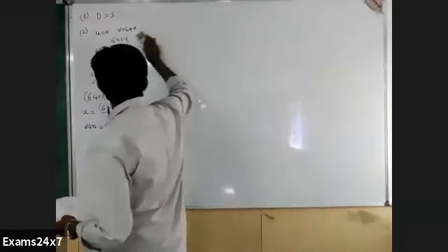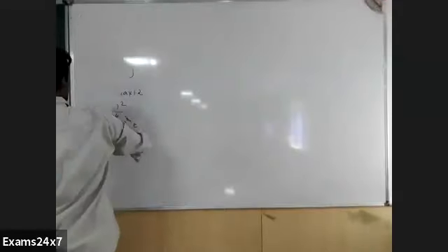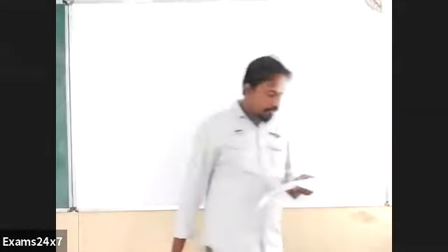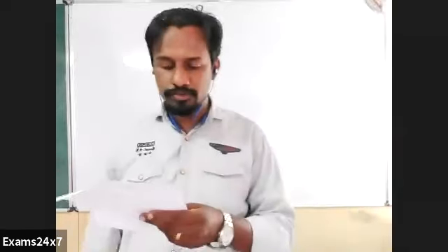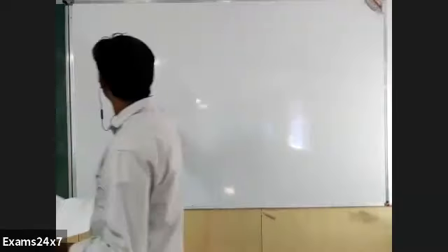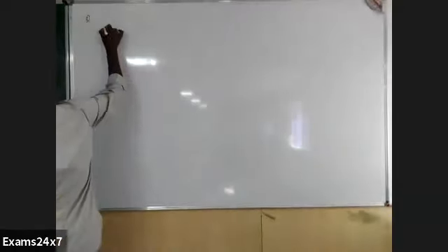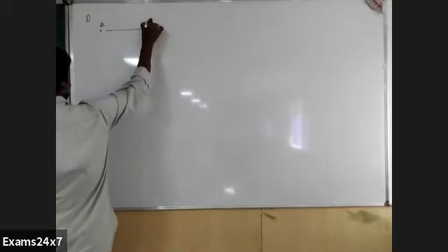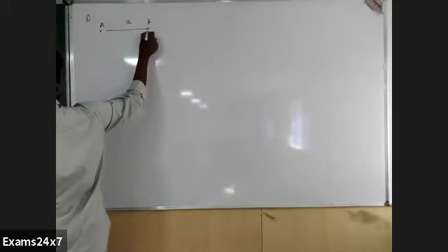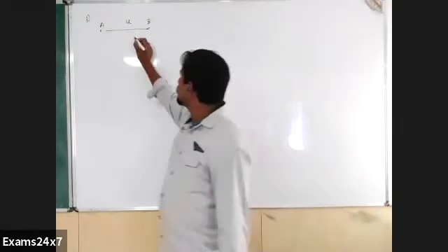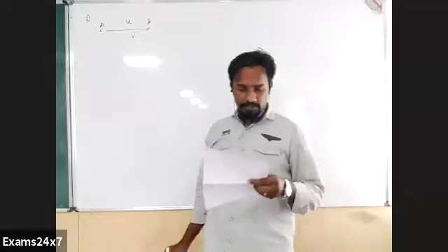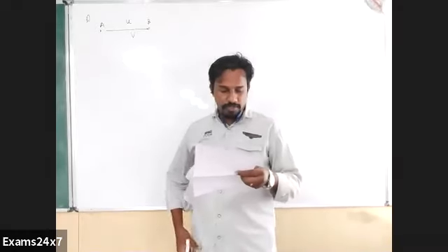Next question. Third question. A car moves from a point A to B with a uniform speed U and returns with a uniform speed V. That means it is going from A to B with speed U and returns from B to A with speed V. What did they ask you? The average speed for the round trip.